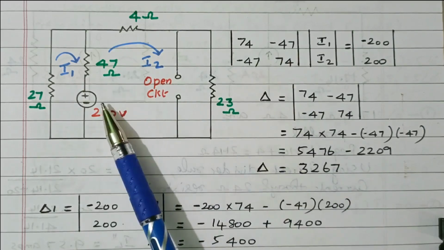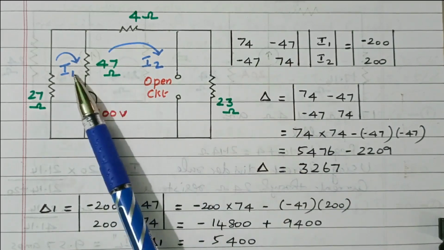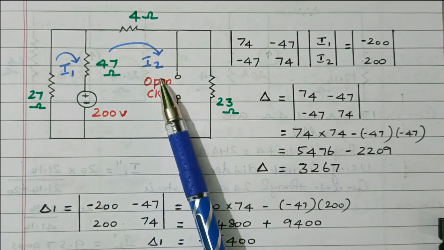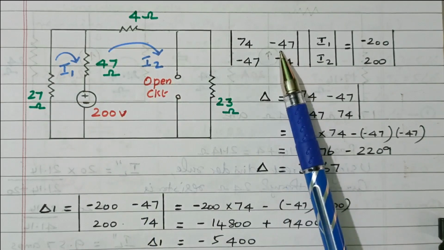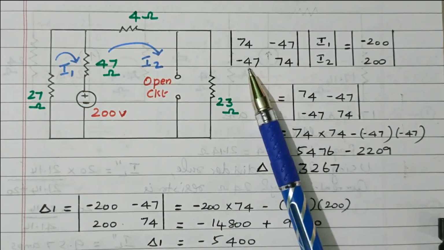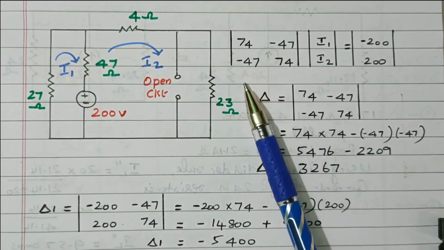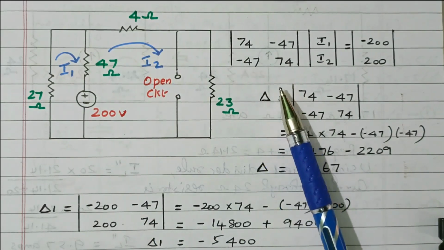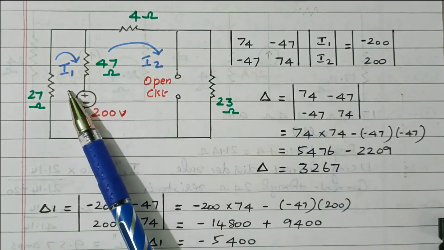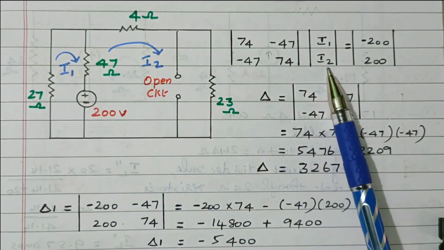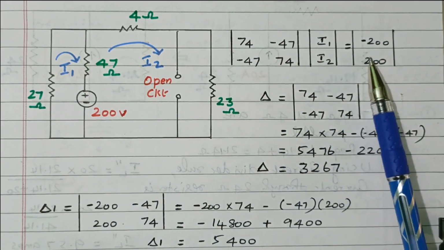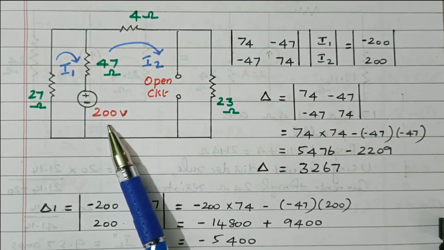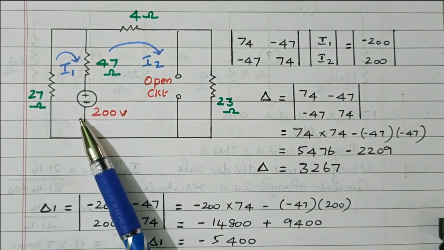This 47 ohm is available in loop 1 as well as loop 2, commonly available. So minus 47. Other than the diagonal, all elements are written as negative. So 74, minus 47, minus 47, 74. The currents are I1 for loop 1 and I2 for loop 2. Then the voltage source. What is the voltage source available in loop 1? It is the 200 volt source. And see the current direction.